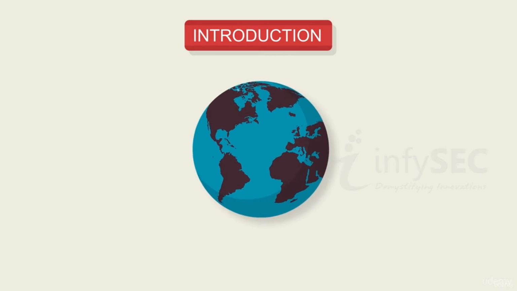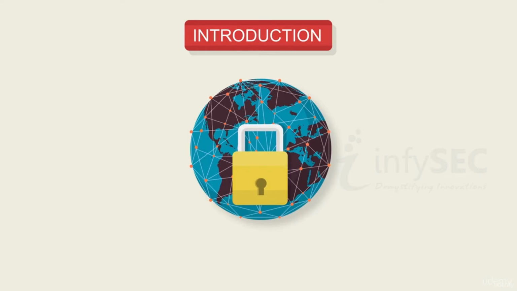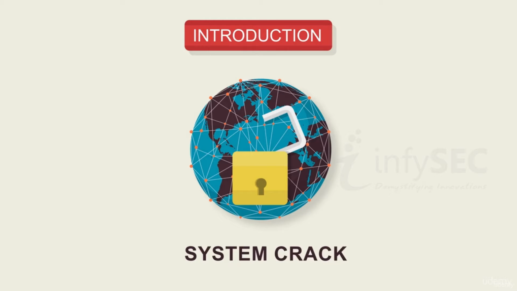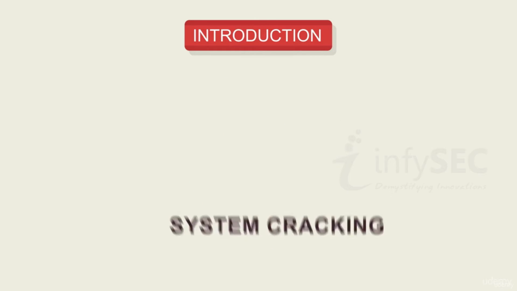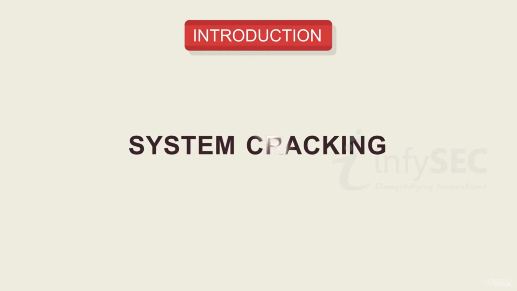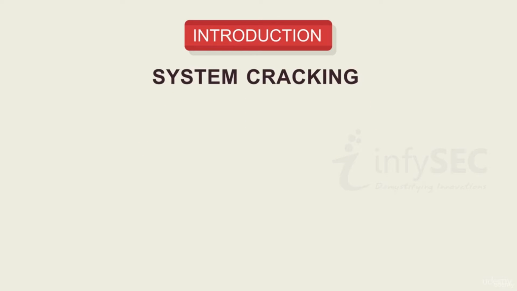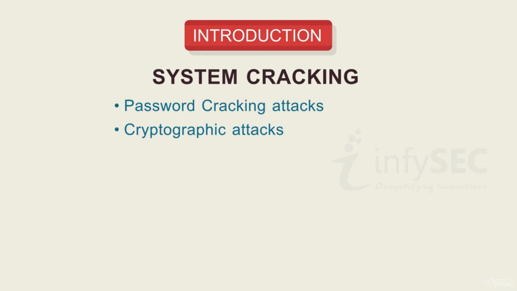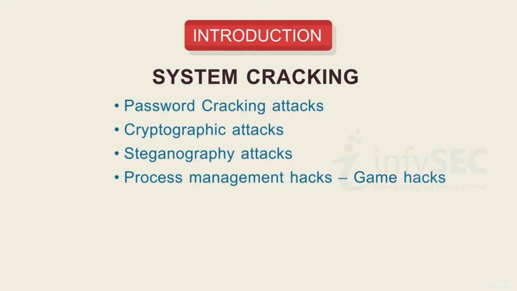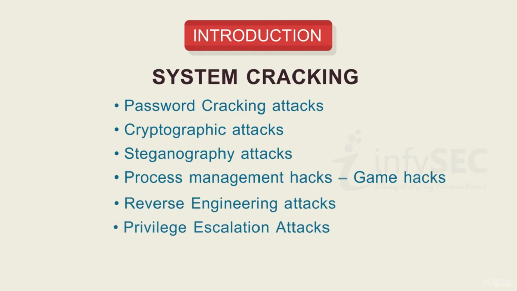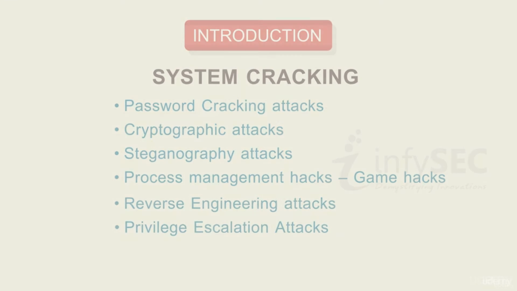When the security of an information system gets breached, thus allowing unintended users access to sensitive data, it is known as a system hack or crack. Attacks pertaining to such a security breach can be classified under various categories such as password cracking attacks, cryptographic attacks, steganography attacks, process management hacks or game hacks, reverse engineering attacks, privilege escalation attacks.